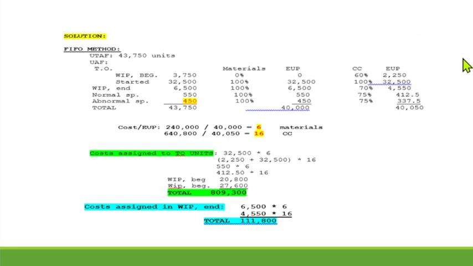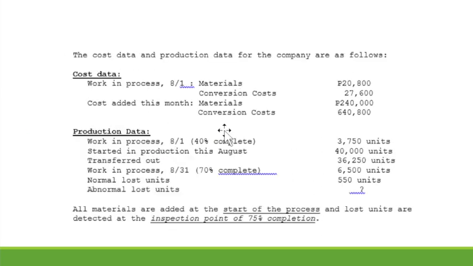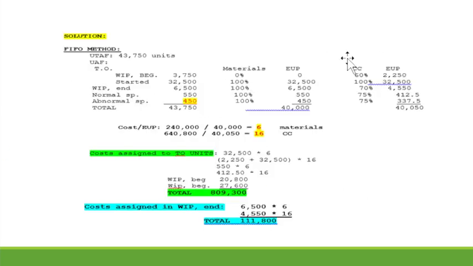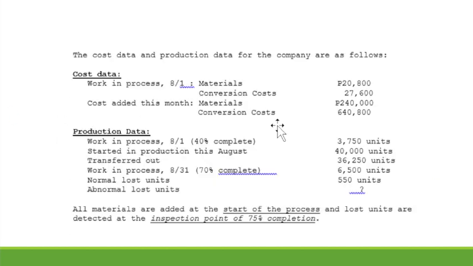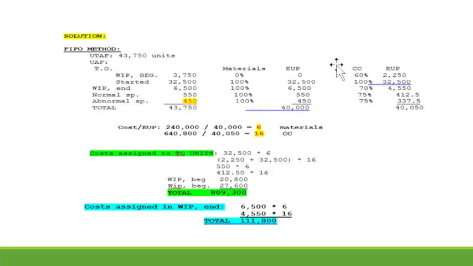Okay, the conversion cost. The conversion cost naman, ang logic naman natin under the conversion cost ay, ganito. The work in process beginning. Anong sinasabi sa work in process beginning? Ang sabi dyan, 40% daw complete yan nung finorward sa atin. 40% complete. So, ibig sabihin, under the FIFO method, di ba? Ang sabi ko sa FIFO method, kapag 20% yan, kailangan mo ng 80% to complete. Hence, dahil ito ay 40%, kailangan natin ng 60% to complete. Kaya yun yung kanyang percentage, 60%.